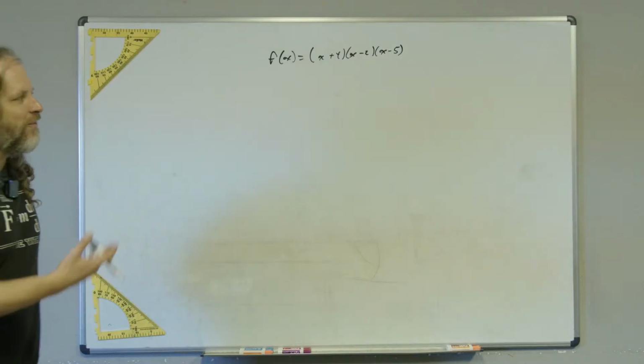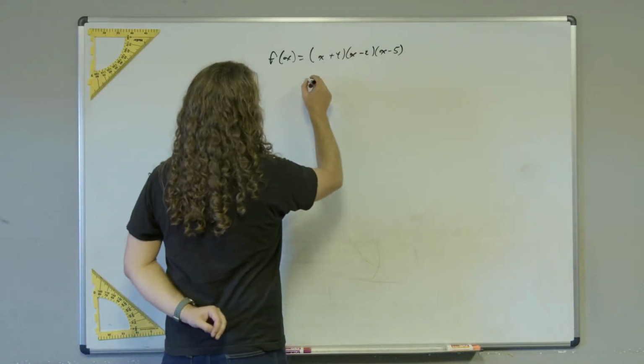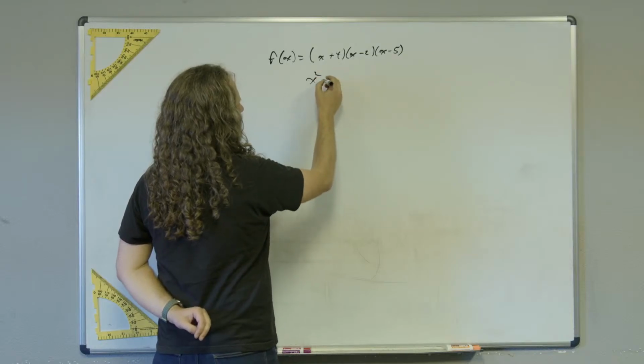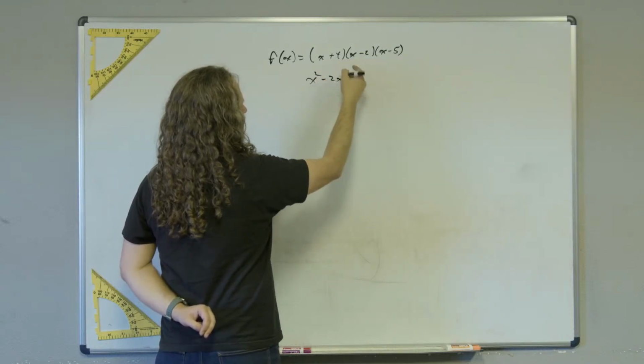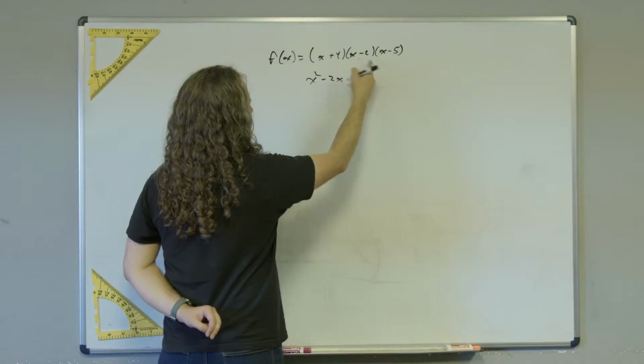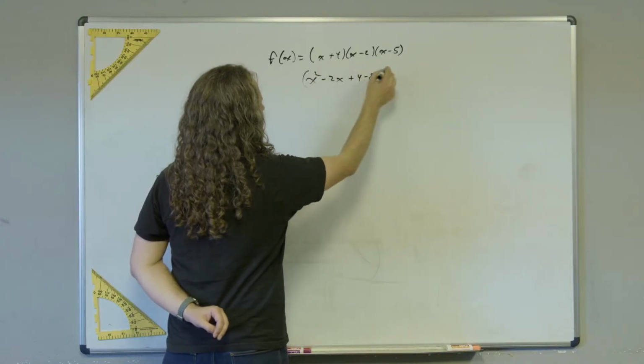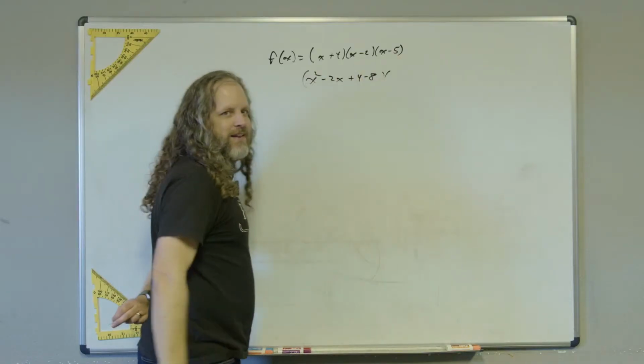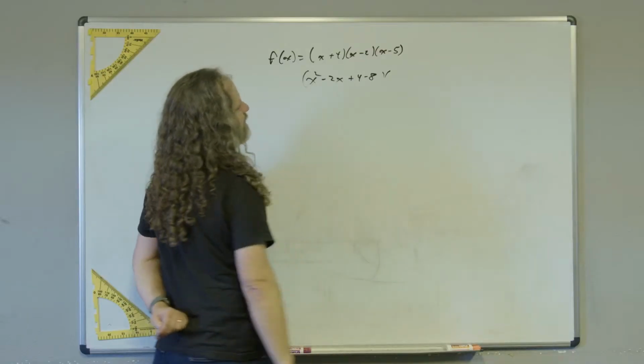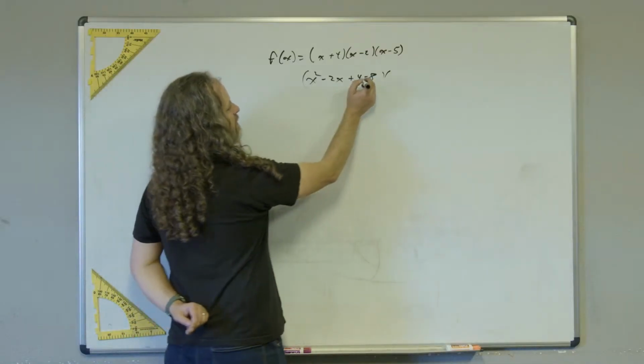Okay. And then you just distribute. X times x is x squared. X times negative 2 is negative 2x. 4 times x is plus 4x. 4 times that is negative 8. And then you do that again. And then combine like terms. And then Bob's your uncle. And then you're done, as long as you don't forget to write an x.